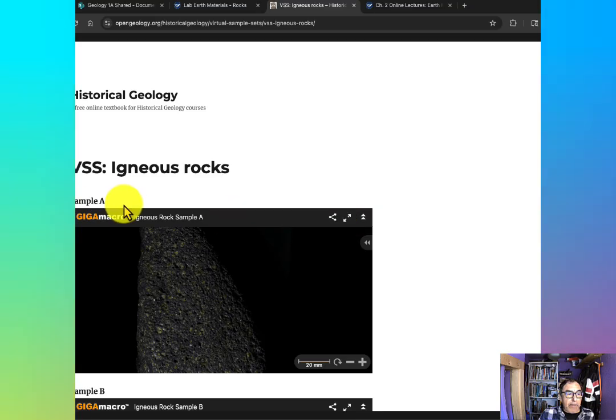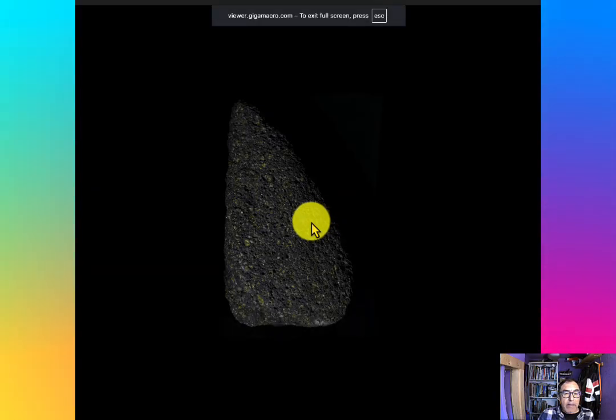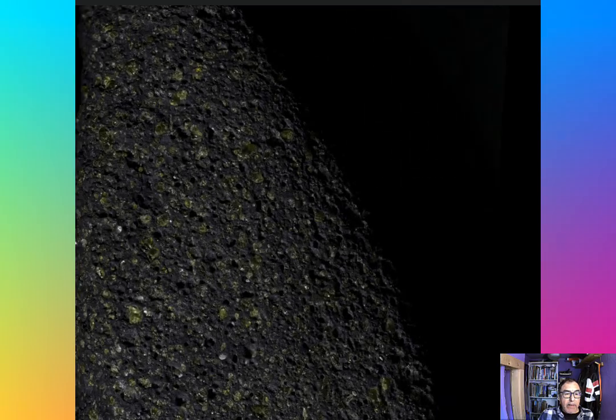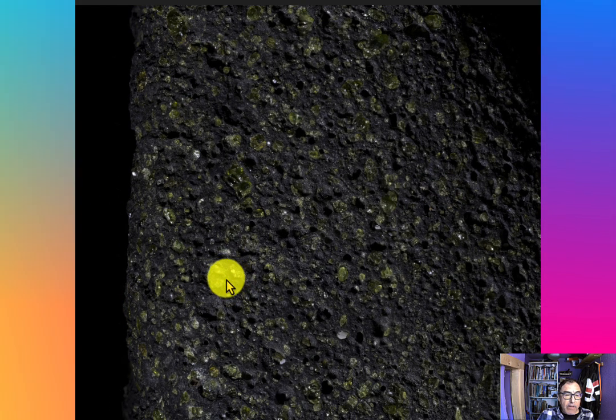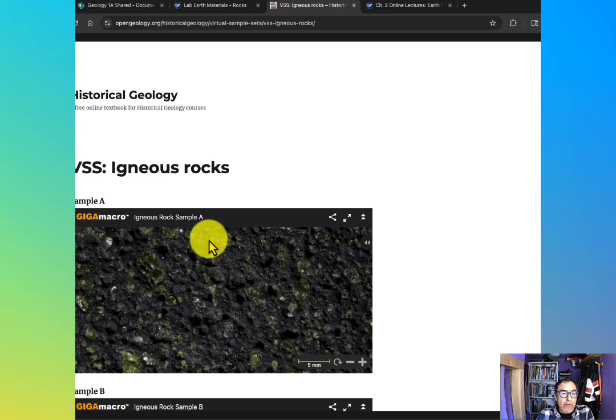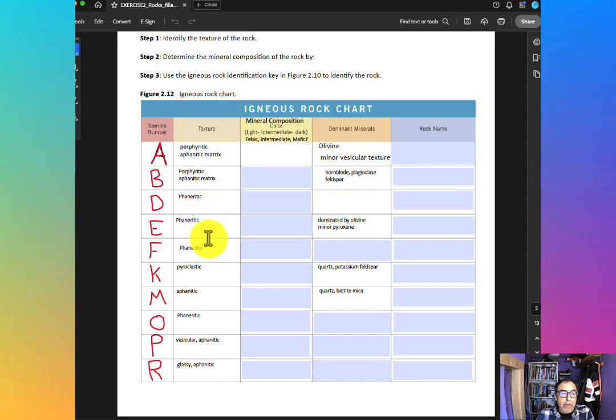So this is sample A here. We'll expand sample A, and you can zoom in on it. And right away, I can see the green olivine. Look at the vitreous green olivine crystals, right? And note that it's slightly vesicular. So the green olivine would be the phenocrysts, and then the black is the matrix. You can see it's a black matrix, slightly vesicular. So if we go over to our sample here, we would say that sample A, for its composition, is going to be mafic.